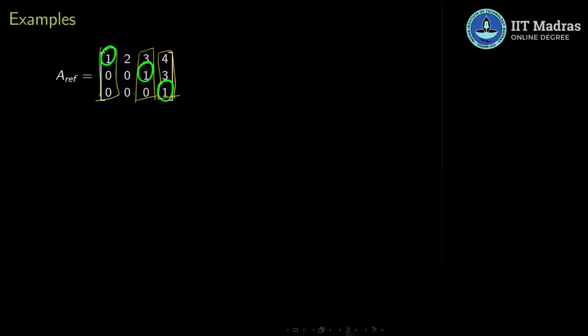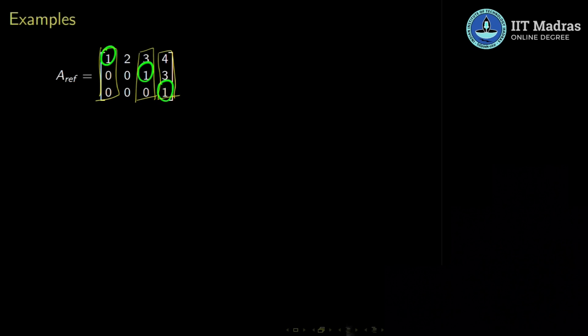So basically your ones have to sort of go diagonally, like this. There can't be a 1 below and to the left of another 1. It has to be below and to the right.